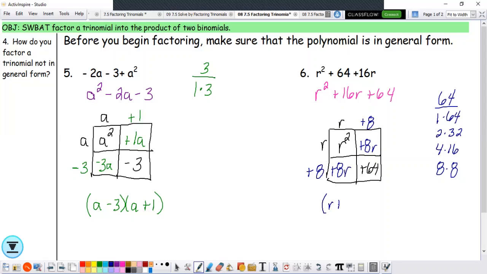Now, we could write this as r plus 8 times r plus 8, but any answer key you look at is actually going to write this as the quantity r plus 8 squared, because it is a factor being squared. It'd be like saying 2 times 2, which we are most likely going to say is 2 squared.